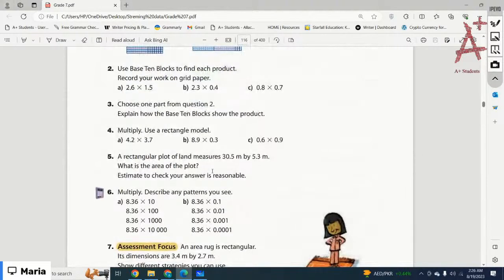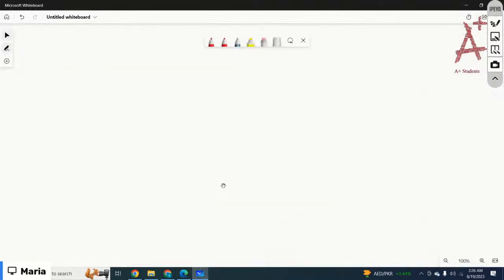Describe any patterns you see. Let's start with question number 4. I'm going to explain how we multiply without using the rectangle model, because I cannot make the rectangle model on the board. It's a long task. Let's start with question number 2: 2.6 times 1.5.